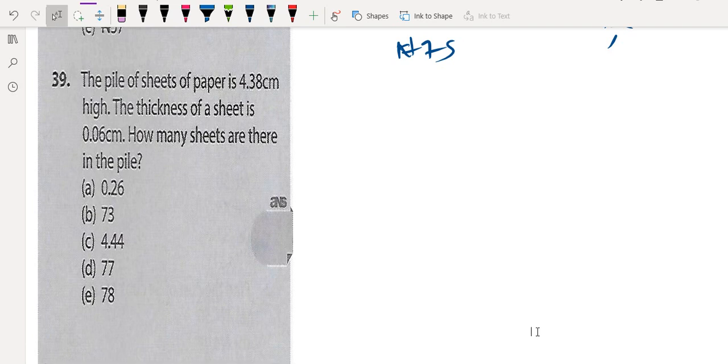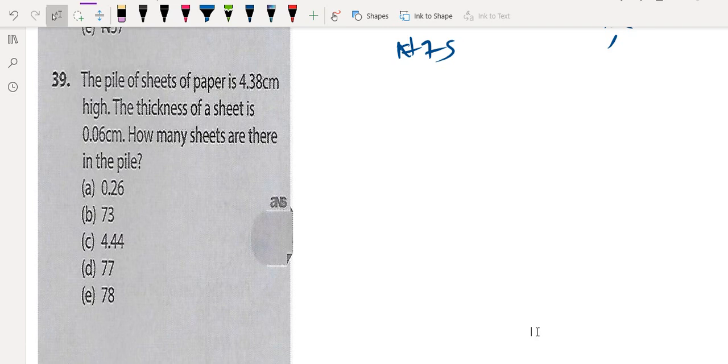The pile of sheets of paper is 4.38 centimeter high. The thickness of a sheet is 0.06 centimeter. How many sheets are there in the pile? Do you understand the question? Read again. Do you understand it now? Yes. Carol, what should we do?